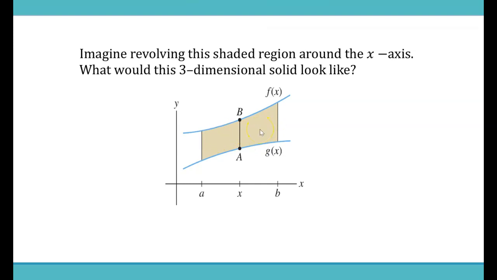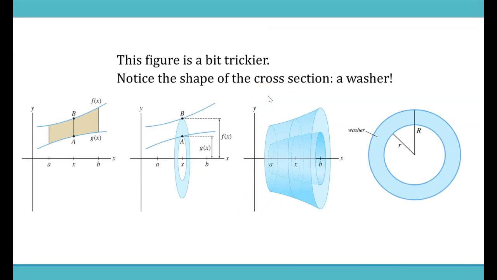So notice that this time the region is not right up against the axis of rotation. It's not right up against the x-axis. So we have this gap happening. So try to imagine what rotating this around the x-axis would look like. This figure is a bit trickier than our previous solids. Notice that the shape of the cross-section is a washer.